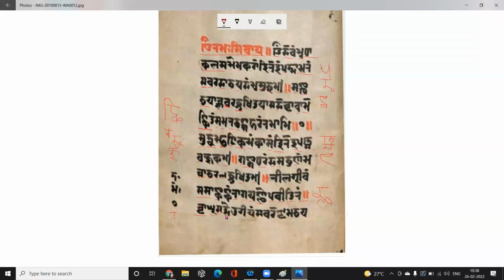This is difficult to make. This is ra and then ma and o on the top. Ramo, like this. Charmo.